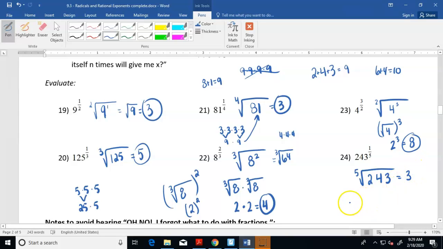So this is 3. If you multiply 3 five times, you would have 9 times 9 times 3, so that'd be 81 times 3. So you get 3. Okay. Questions?